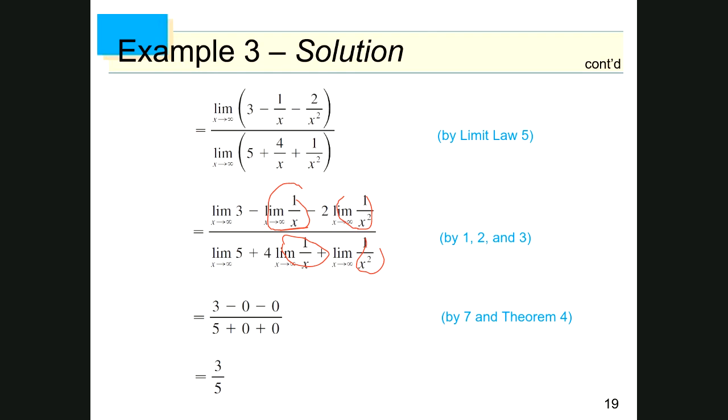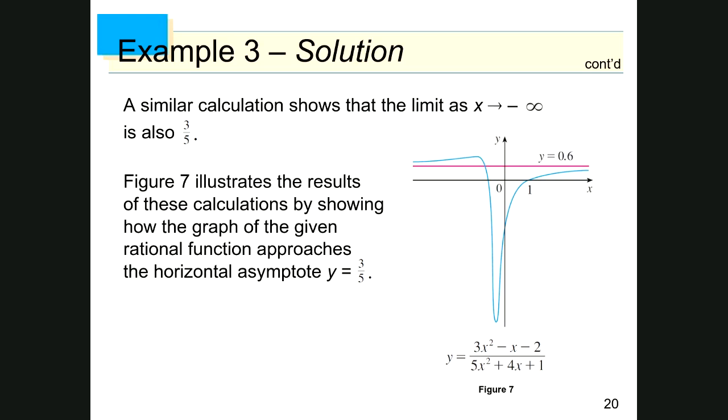Take note, in this case, it won't change if I took the limit as x approaches negative infinity, all right? You will still get exactly the same result. So I'm just showing you here that if you take the limit as x approaches minus infinity, look at it, it still gives you 3 over 5, all right?